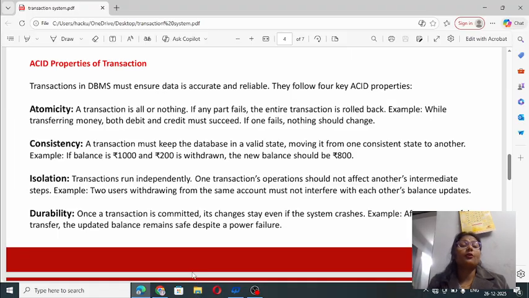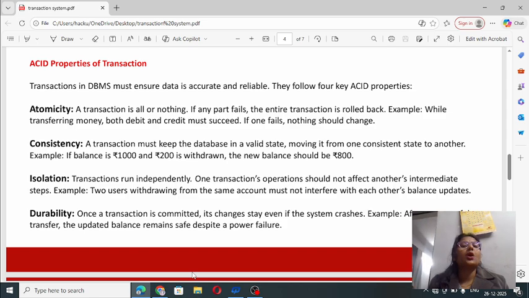Now, the following ACID properties in a transaction. A transaction mostly uses ACID properties. And what is ACID? We know that ACID operations are DBMS properties that make the database accurate and reliable. What is atomicity? Atomicity means it is either all or none. If any part of a transaction fails, then rollback happens. That is atomicity.